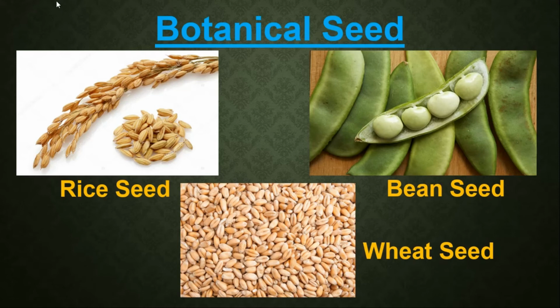On the right side, bean seeds are sown. Bean seeds are also grown from the soil to become plants. And in the middle, wheat seeds are sown. Wheat seeds are also directly sown in the soil to become plants. So, these images are examples of botanical seeds. You must know it to run this experiment. What are the main identification points of botanical seeds?